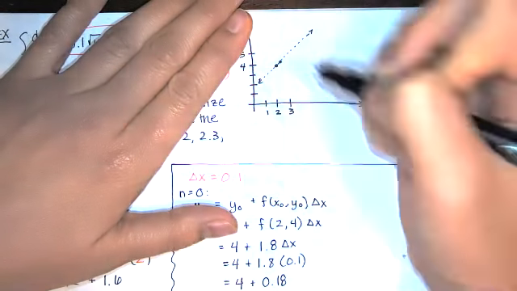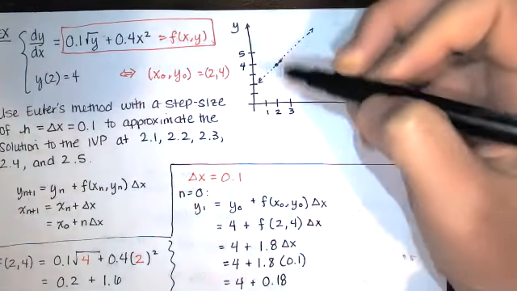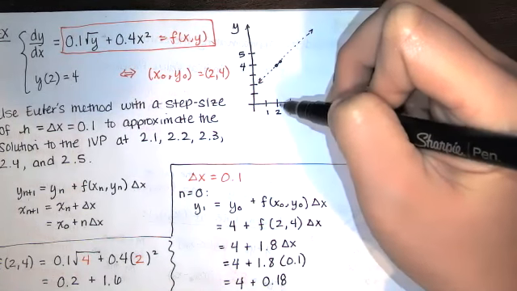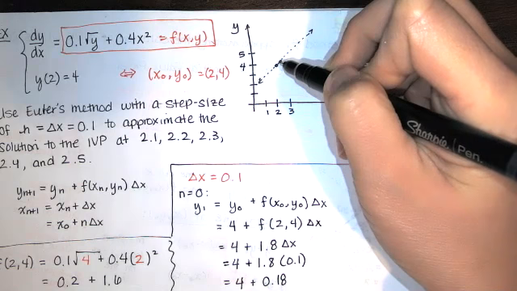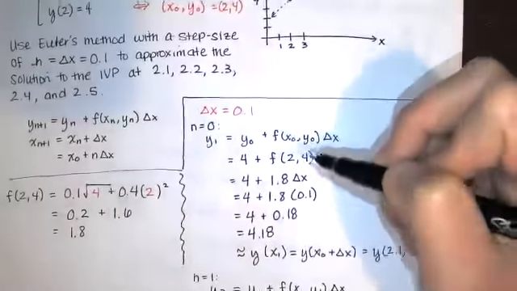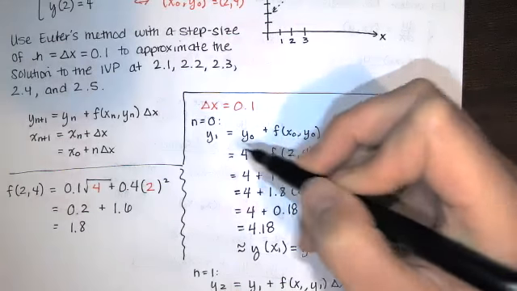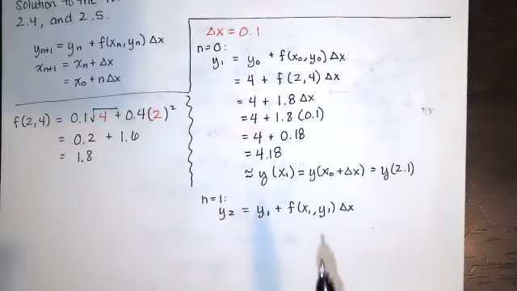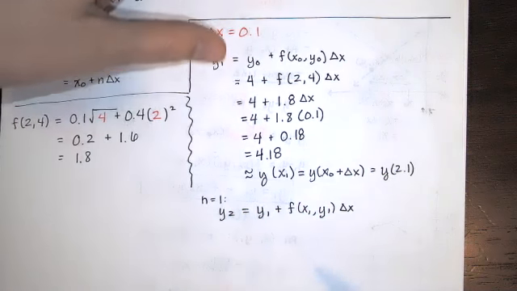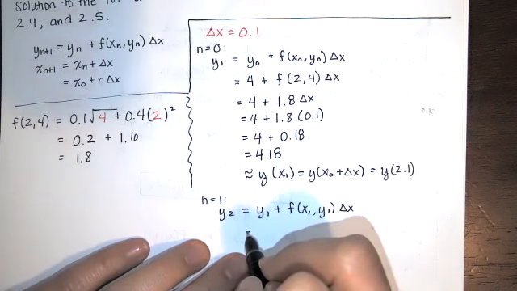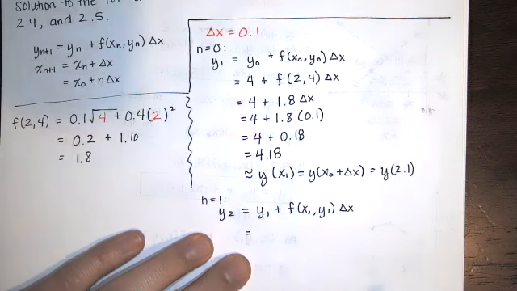And we took a little step size, delta x equals 0.1, to get from 2 to 2.1. And we said, well, if we take that little step size and we use the tangent line to approximate the solution, what should the solution be? And we said, well, according to our tangent line, y should be approximately equal to 4.18. Okay, so now we're at this location, x equals 2.1, y equals 4.18. And we want the new y value for the next step.